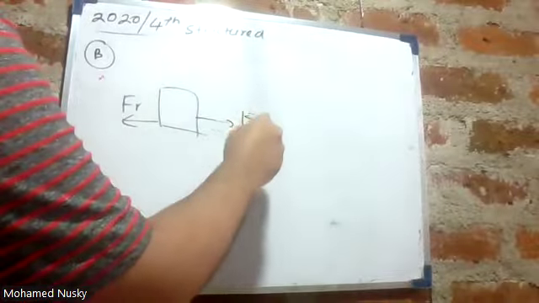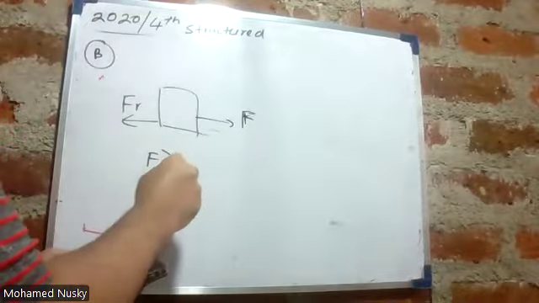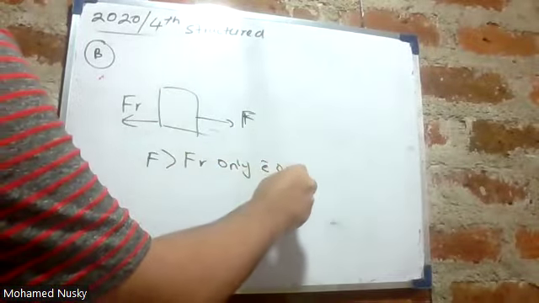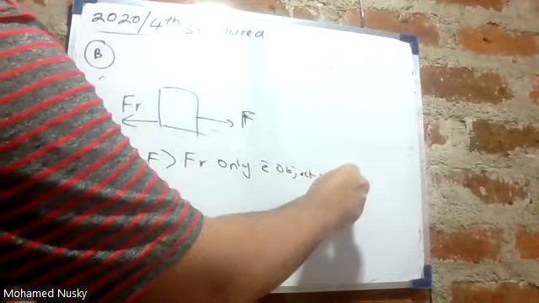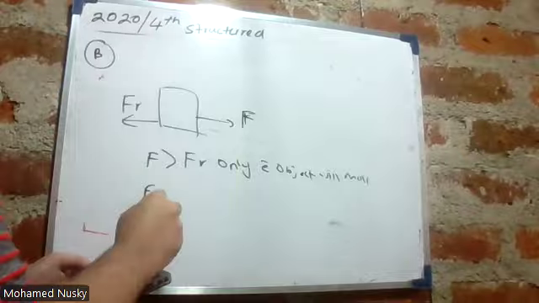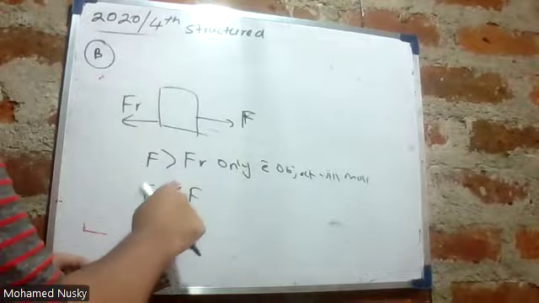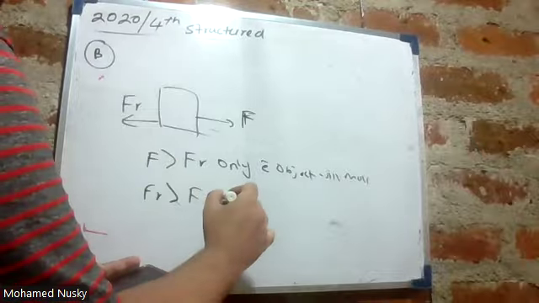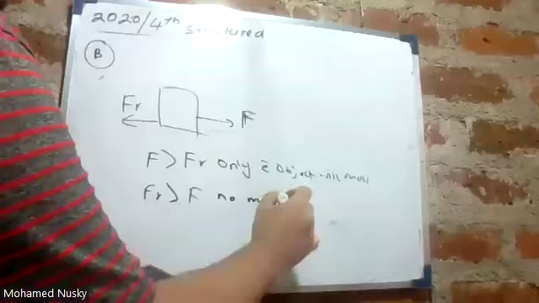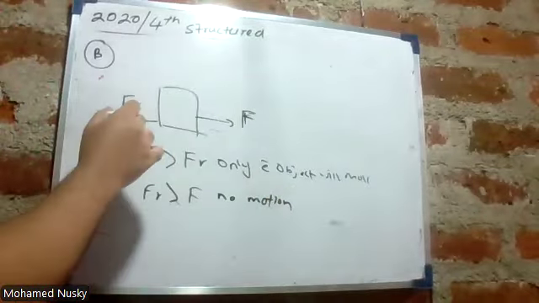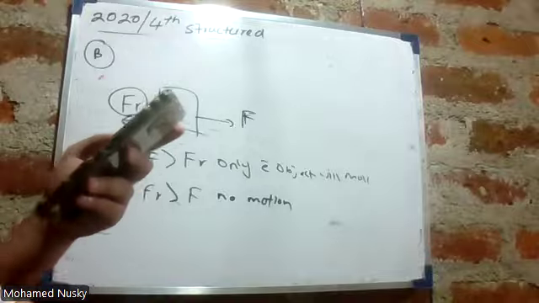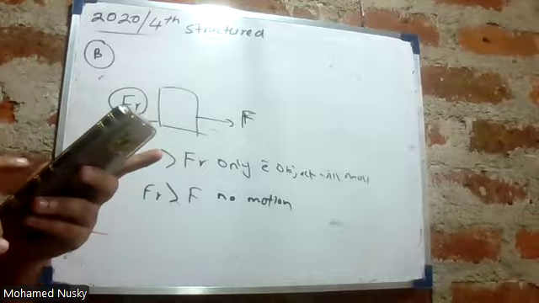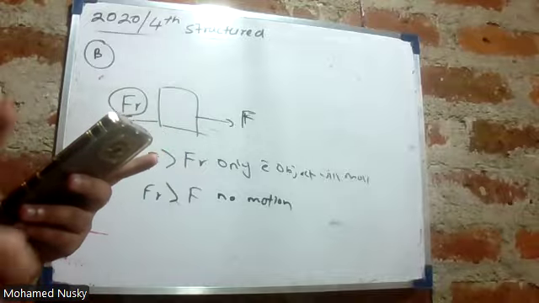So I'm going to give a force F. If the applied force is greater than the limiting friction, the object will move. If it is less, there is no motion. So before it starts to move, the friction acting is static friction. Friction acting when the object is at rest, that is static friction. Static frictional force. For that, I have given 1 mark.